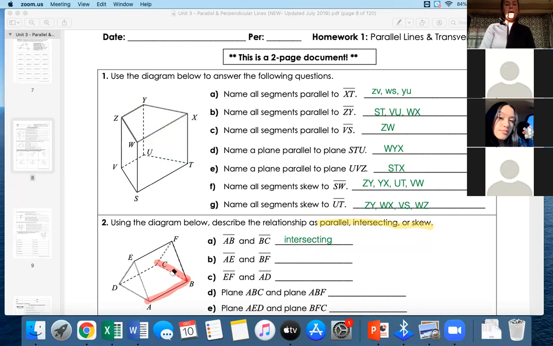Now we can look at AE. So we have AE, which is right here, and BF. Those are equal distance apart, so that means that they are parallel. Is this making sense to us? Those of you that are not answering, I know a lot of you are answering.